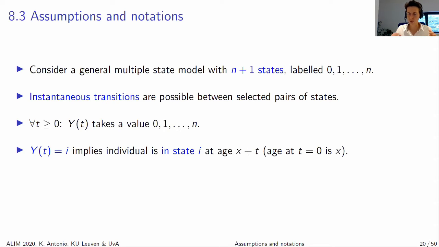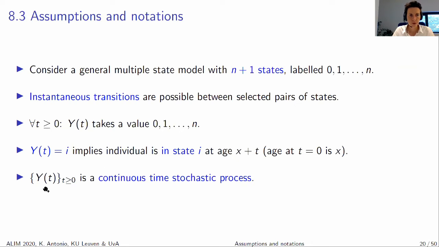Right? So when you draw a timeline, it's often good to put there the age as well as the time, so that you are sure which kind of axis you are using. So we already mentioned Y_t. If you collect all the Y's over time, you have a continuous time stochastic process because you have a collection of random variables over time.